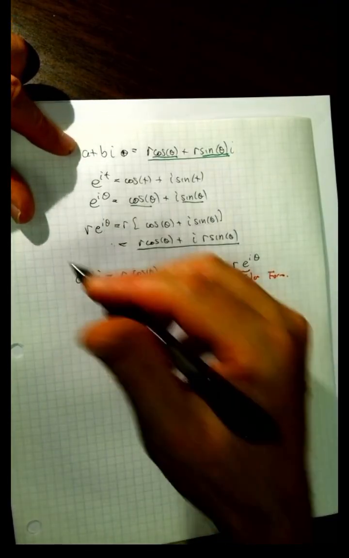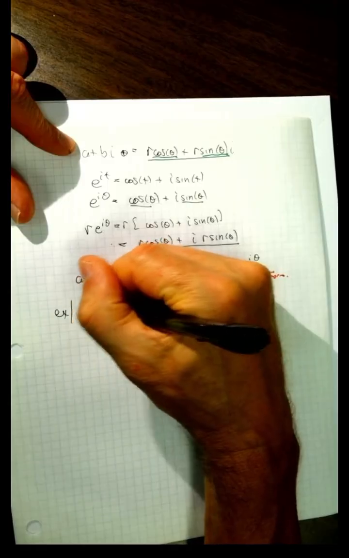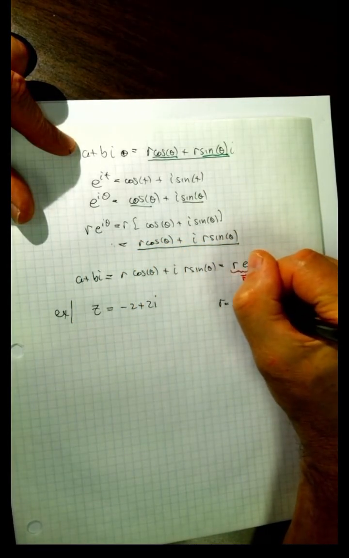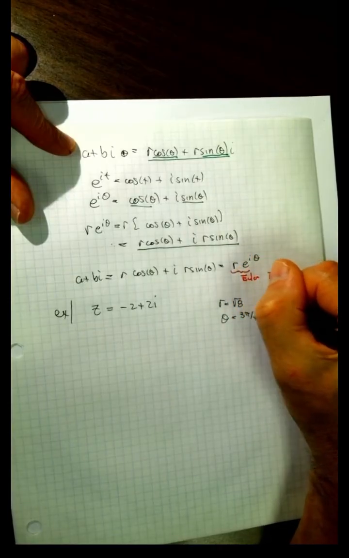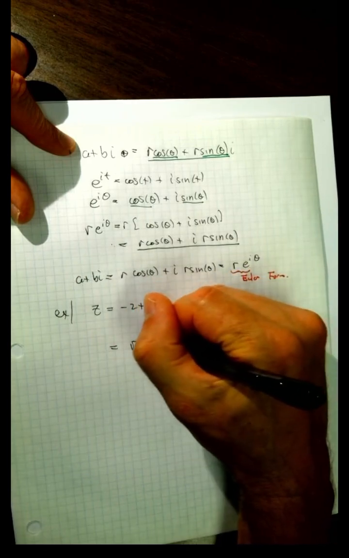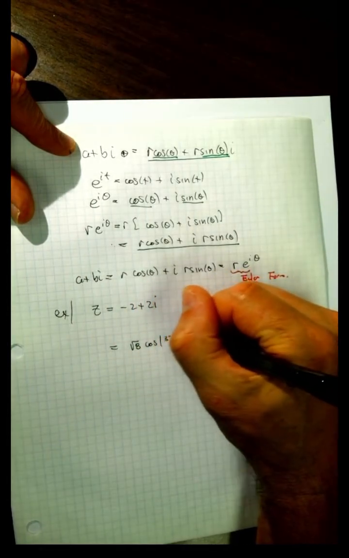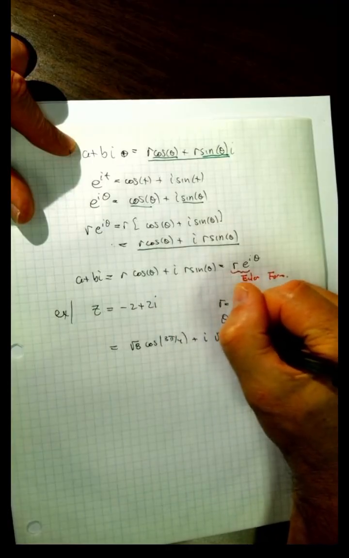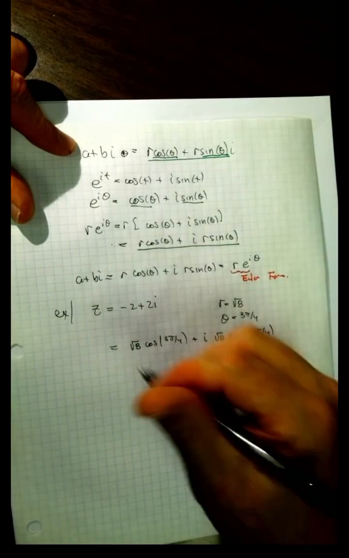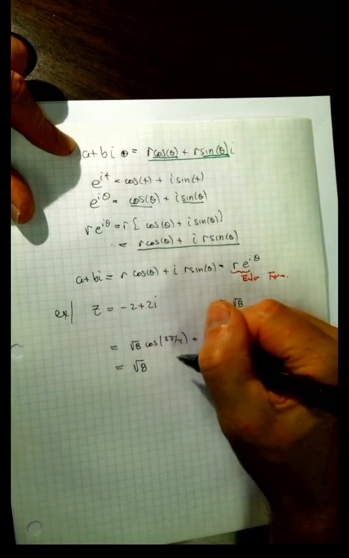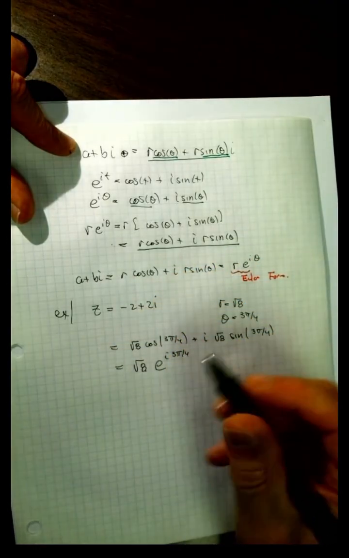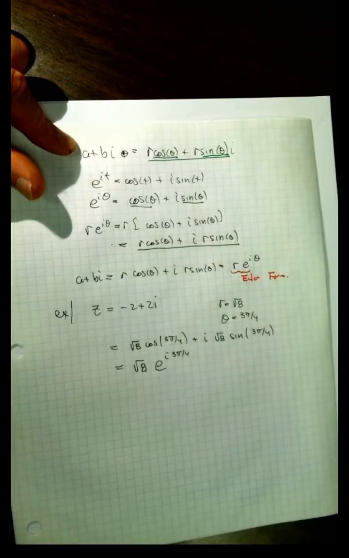So going back to our previous example, what did we have? We had z equals minus 2 plus 2i. We said r was square root of 8. Theta was 3 pi over 4. So I could write this as square root of 8 times cosine 3 pi over 4 plus i square root of 8 sine of 3 pi over 4. So that's the polar form. Equivalently, I could write it in Euler form as square root of 8 times e to the i 3 pi over 4.